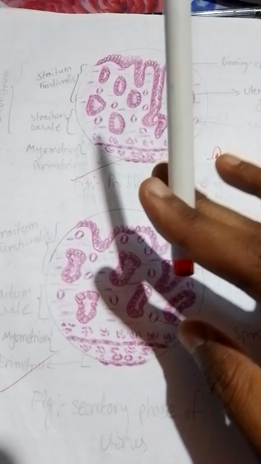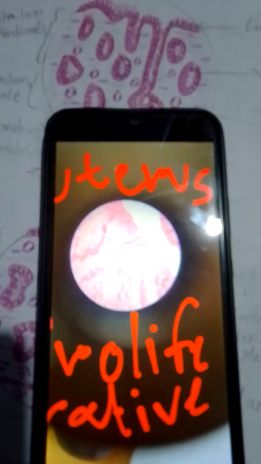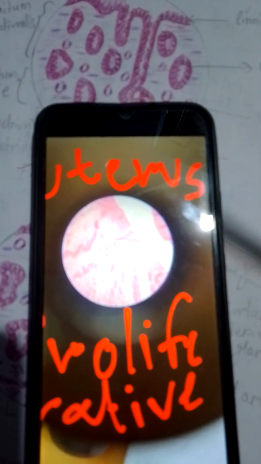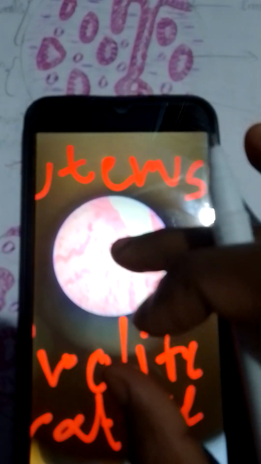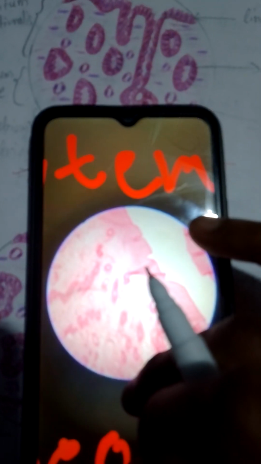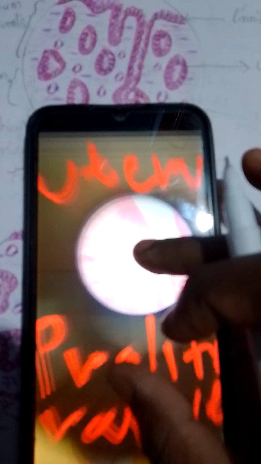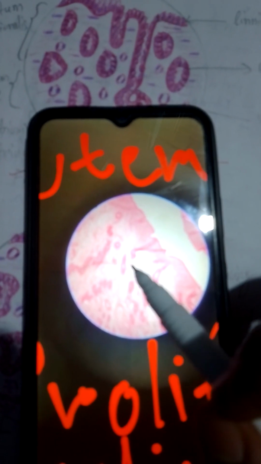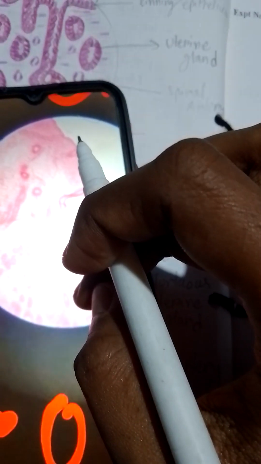Now I will look at the histological slide. You can see this is the histological slide of the uterus. This is the proliferative phase, as these uterine glands are not so tortuous. You can appreciate that these are not so tortuous. So this is the proliferative phase.